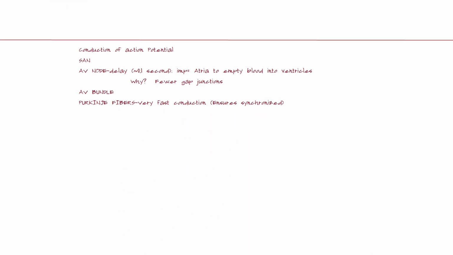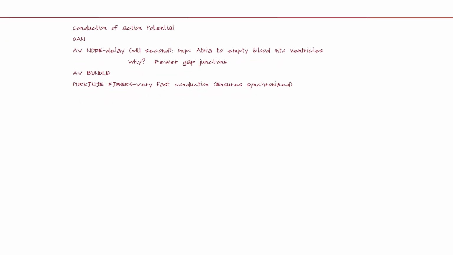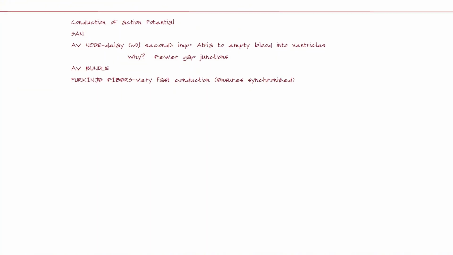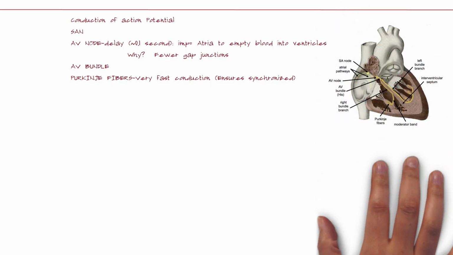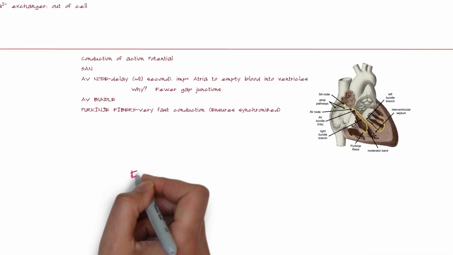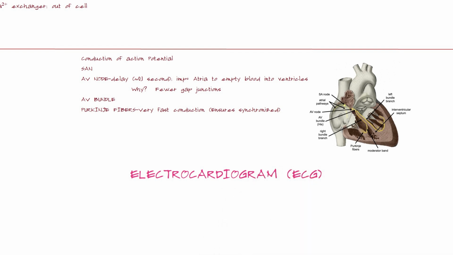The conduction is slow in the AV node because the AV node has few gap junctions. From the AV node, the impulse passes to the AV bundle and then to the Purkinje fibers, where it is rapidly distributed all through the ventricle. Let's now move to the ECG, or the electrocardiogram.